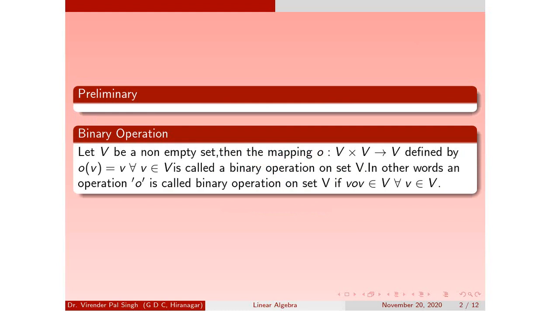Take any non-empty set, then a mapping from its Cartesian product to itself. In other words, if there exists a function from its Cartesian set to itself, then that function is said to be a binary operation. Let's say O is a mapping from V cross V to V, defined like this: O of V is V. Then that mapping is said to be a binary operation.